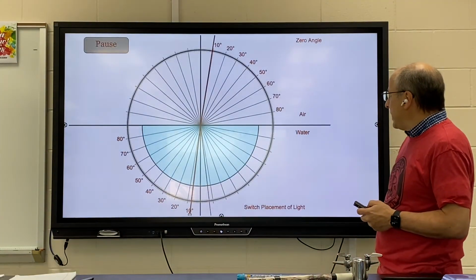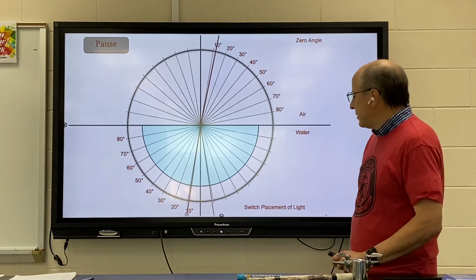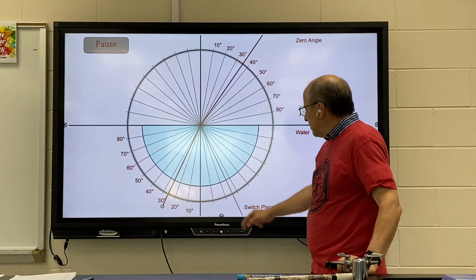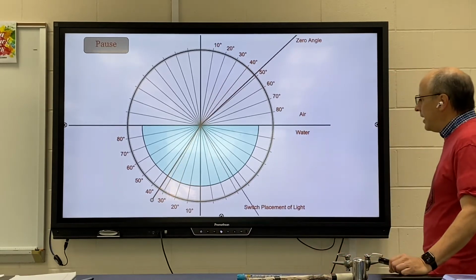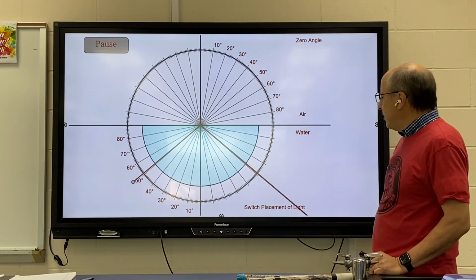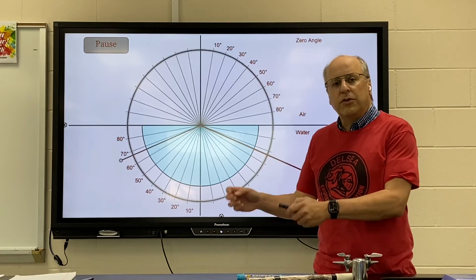You'll notice back here that there is always some percentage that reflects. And you'll notice that as we get bigger and bigger angles, this percentage becomes higher and higher. Once we exceed a certain angle, 100% of the light reflects. Total internal reflection.